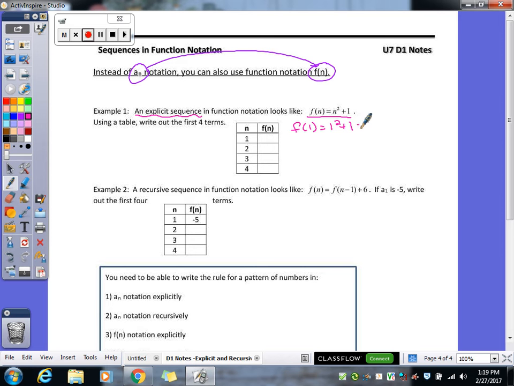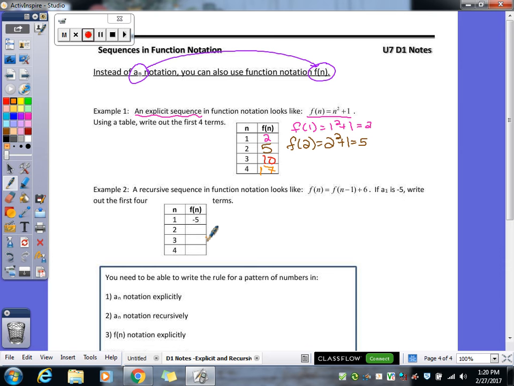So f of 1 would equal what? 2. So I'm going to put 2 in my table. F of 2 would be 5. Let's have you figure out f of 3 and f of 4 if you did not already do so. What would our f of 3 be? And f of 4? 17. So it follows the same rules as our explicit formula with our a sub n.